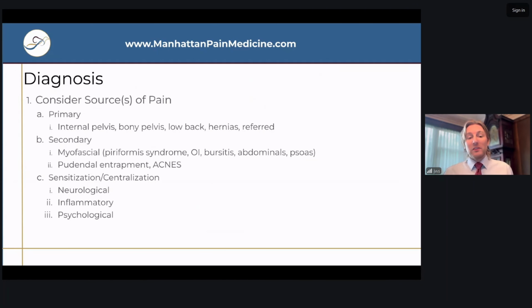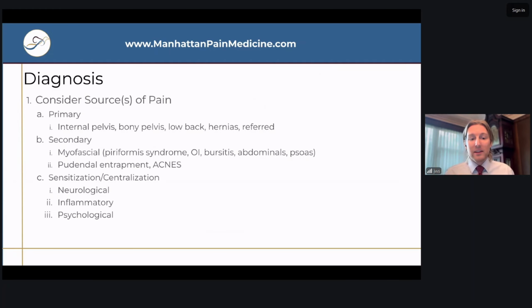So when we start, before we can do anything, we have to figure out what is going wrong with the patient. We have to consider all possible sources of pain. So as we are hearing the history, I'm thinking to myself, what does this sound like? What sounds like a primary issue and what sounds like it may be a secondary issue? And we'll sort of talk through what I mean by this.